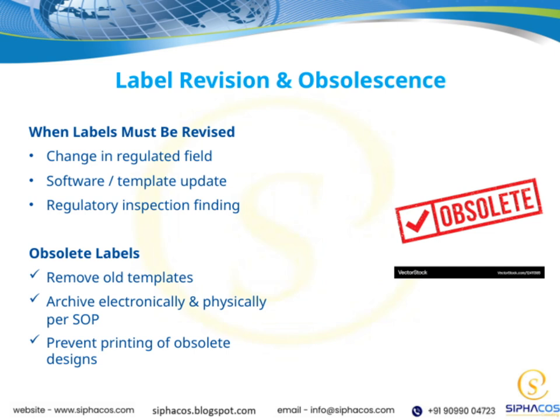This is crucial to avoid mix-ups or the distribution of outdated information. All of these steps are vital parts of maintaining our compliance and ensuring safety. Keeping our labels up to date and properly managing obsolete ones helps us maintain product integrity and adhere to regulatory standards, which is at the heart of what we're discussing today.